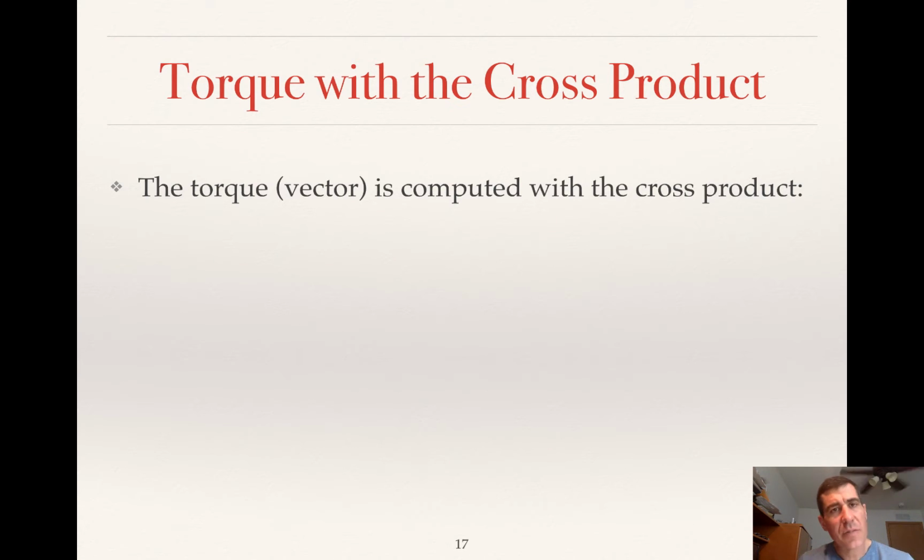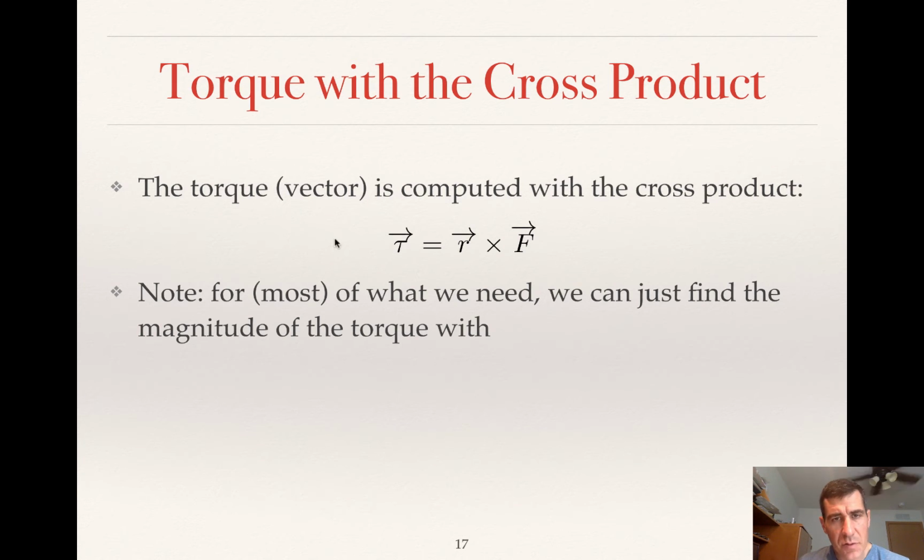Okay, so we've talked about torque, and just to close the loop here, the last thing is we can actually calculate the torque vector with the cross product. The torque vector is the vector r, which is the vector from your axis of rotation to where the force is applied, cross product with the force. In principle, this is the way you can calculate torque for any arbitrary vector r and any arbitrary vector F, although I will point out that for statics and for most of what we need, we won't actually have to go through all this gory detail.